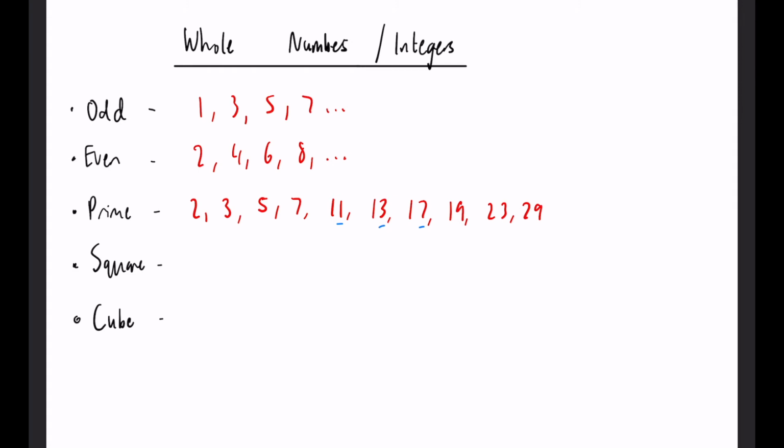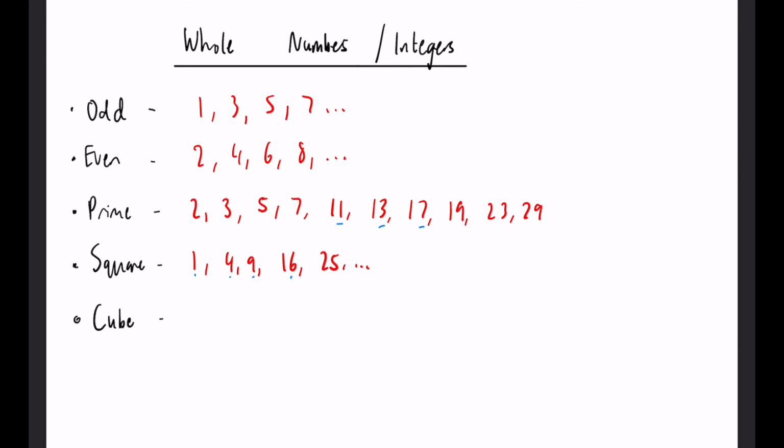Likewise, the square numbers: 1, 4, 9, 16, 25, and so on. Again, an endless set of numbers. The way you would work these out, for example, 1 is 1 times 1, 4 is 2 times 2, 9 is 3 times 3, 16 is 4 times 4, and so on.